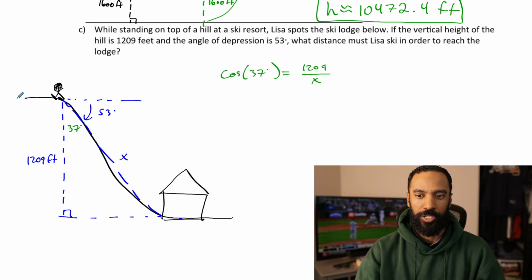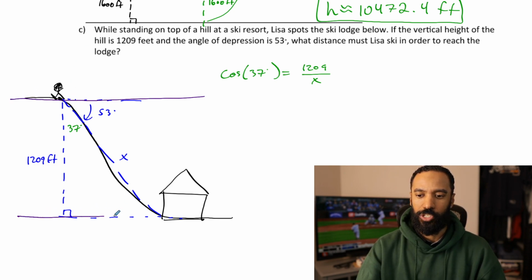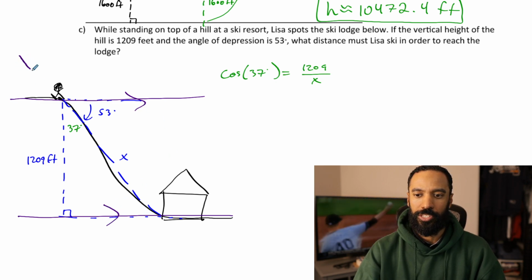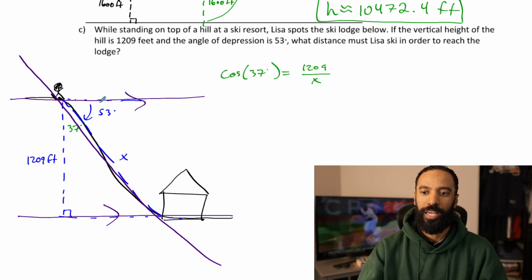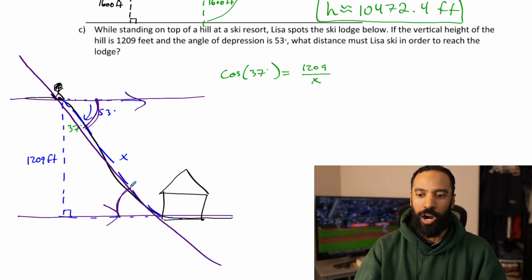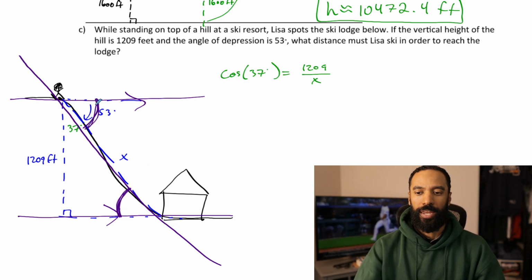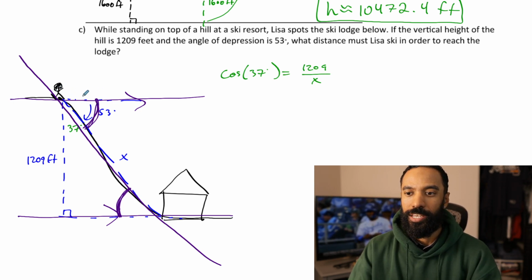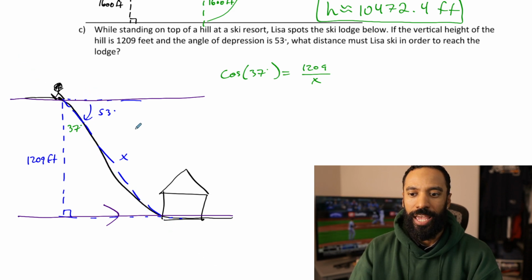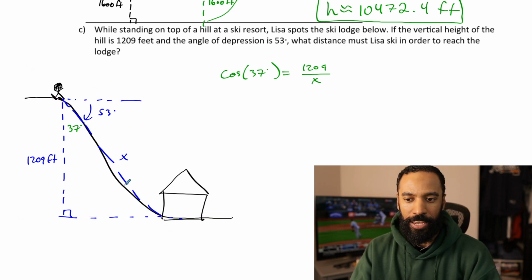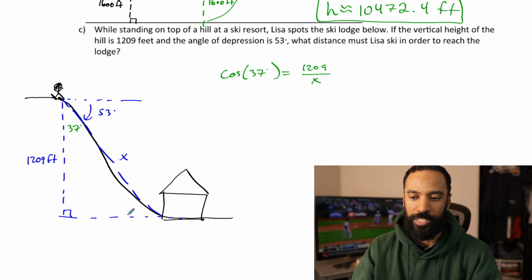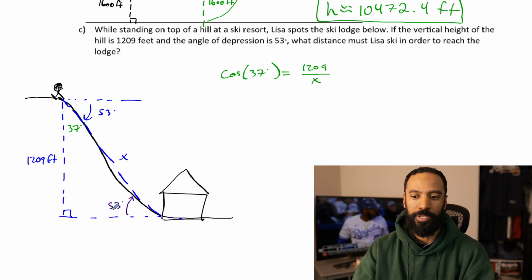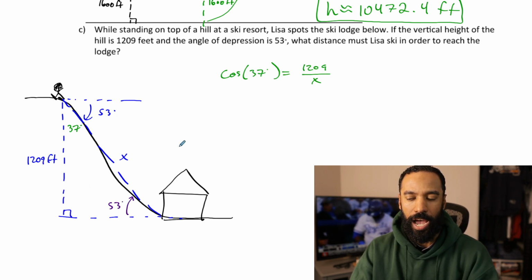Here's the other one. Hopefully this doesn't confuse you too much. This is a horizontal line and this is a horizontal line, which means they are parallel. If those lines are parallel, this can act as a transversal, and alternate interior angles are congruent when two parallel lines are cut by a transversal. What am I getting at? Lisa's angle of depression to the ski lodge is the ski lodge's angle of elevation to Lisa. If that's 53 degrees down, this is 53 degrees up. These are congruent. That means I could use this angle as 53 and take opposite over hypotenuse.